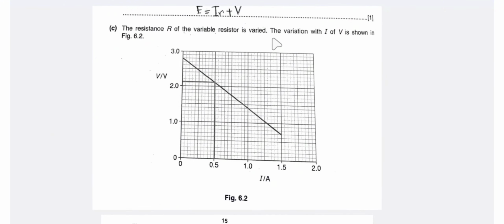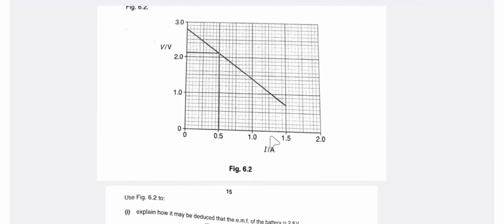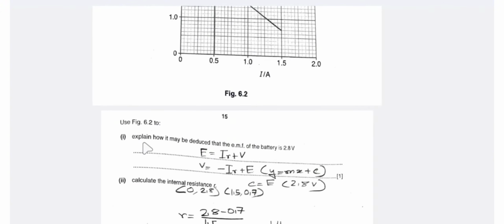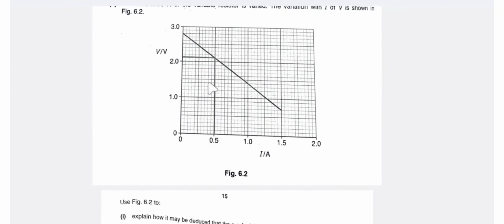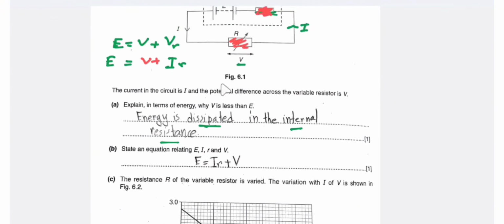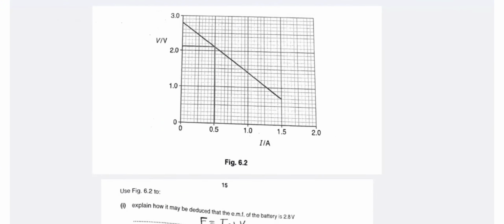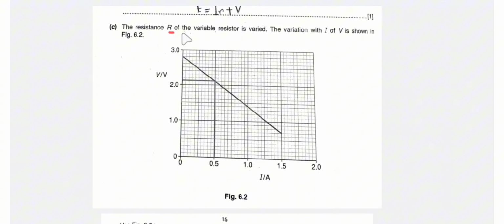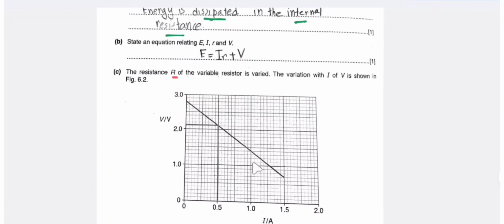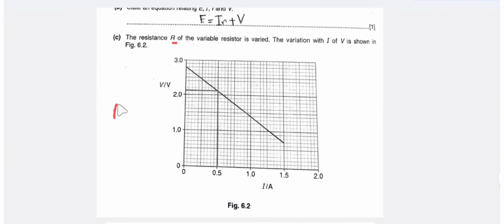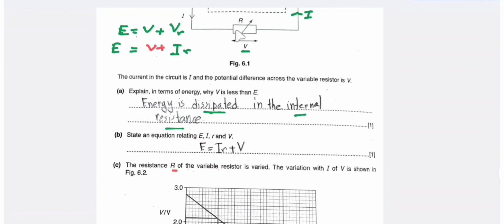Now the resistance of the variable resistor is varied. The variation with current of voltage is shown in figure 6.2. So voltage against current is shown. Now use figure 6.2 to explain how it may be deduced that the EMF of the battery is 2.8 volt. So here we have been given the variation of voltage and current for the resistance R. So this graph is only for the resistance capital R, the variable resistor.